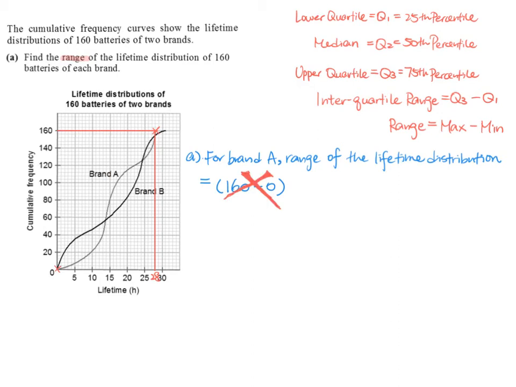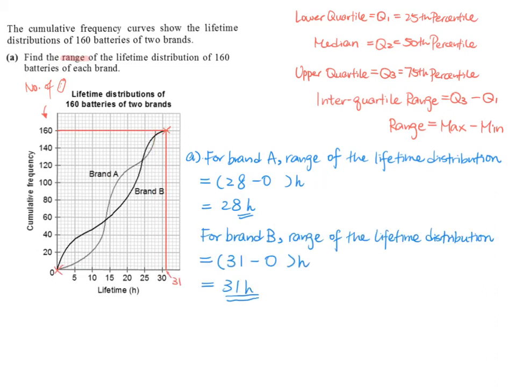And that is wrong. Why? Because the 160 is simply the maximum on the vertical. And that is the cumulative frequency, right? That is just telling us there are a total of 160 batteries. But we're actually talking about the range of the lifetime distribution, and that would actually be the horizontal. So don't mix it up. It would actually be 28 hours. And the minimum is 0 hours.